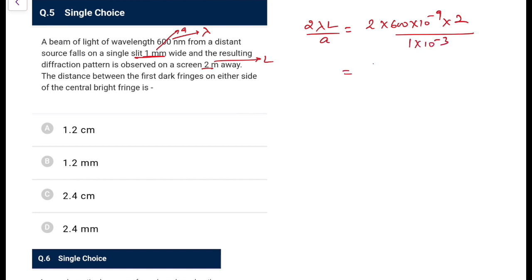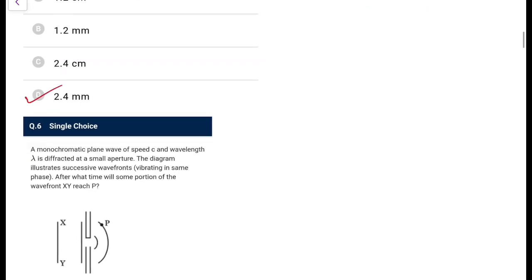So what you are left with, this is 4 6s are 24, and this would be 3 to the power minus 4. So 2.4 millimeters, that would be the most appropriate thing that we can write here. Go for option D.